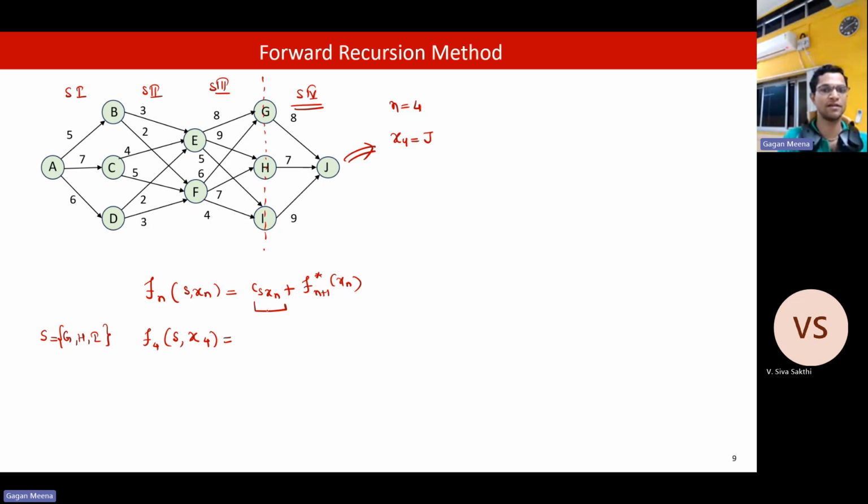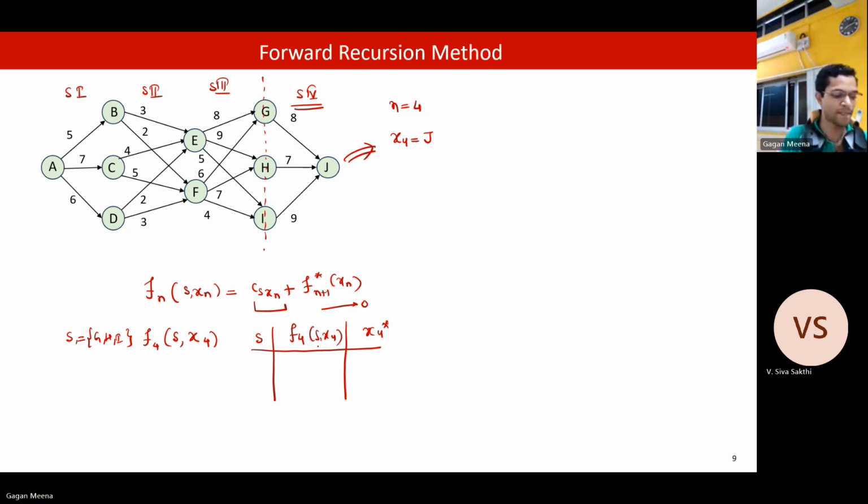So in this case, there is no other stage, right? There is no fifth state. So this term is 0 here for X4, and S is G, H, I. And so we know this, we can write directly here for different S values. We can calculate F4 as X4, and which one is the optimal out of that, which is X4 dash. Right, so S is G, H, and I here.